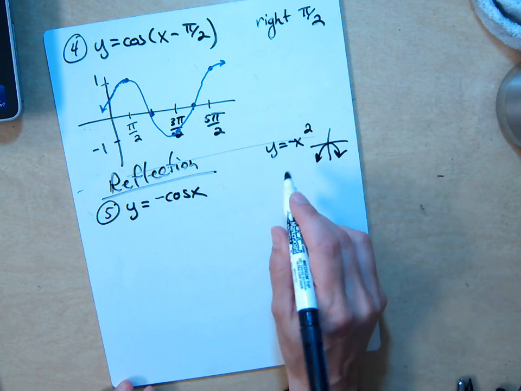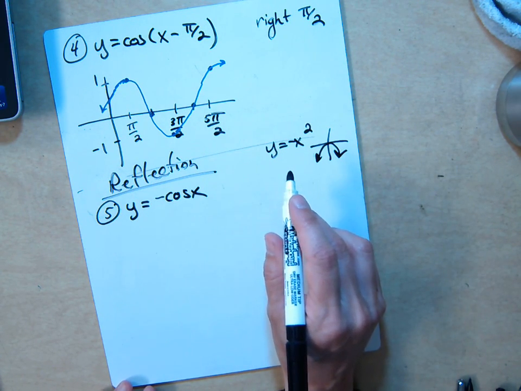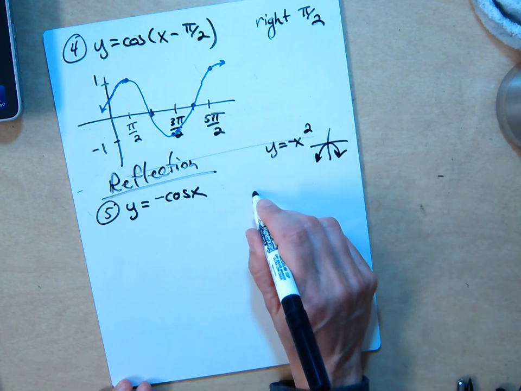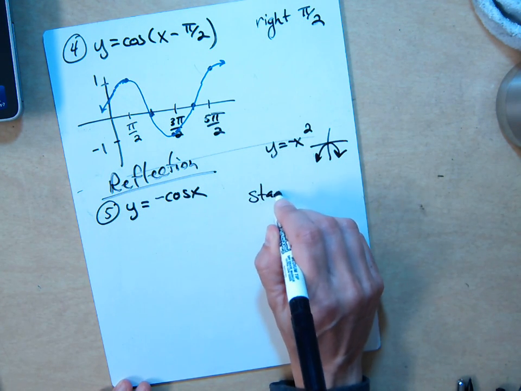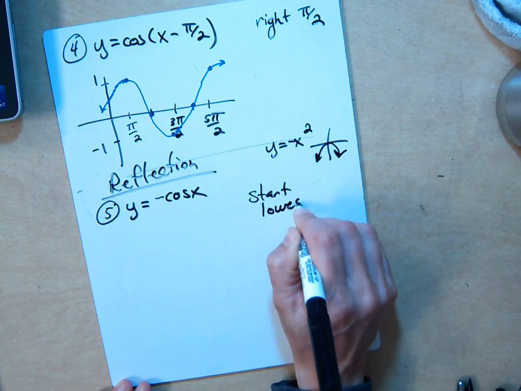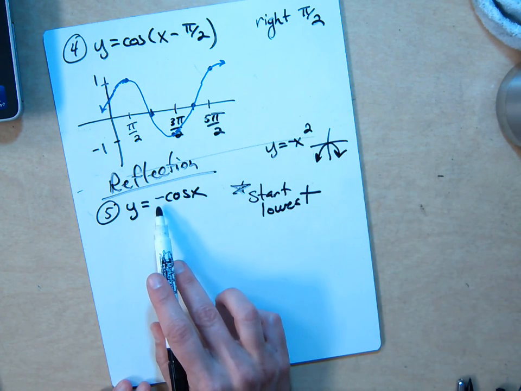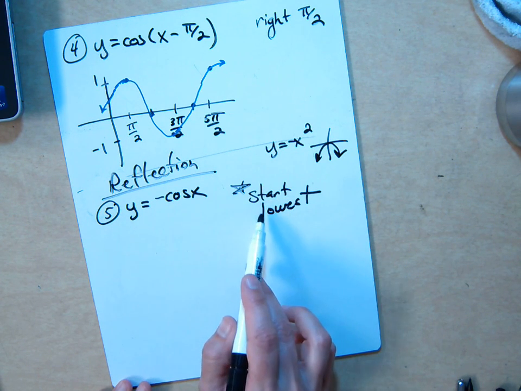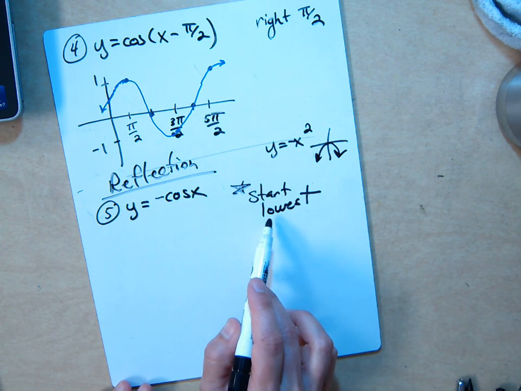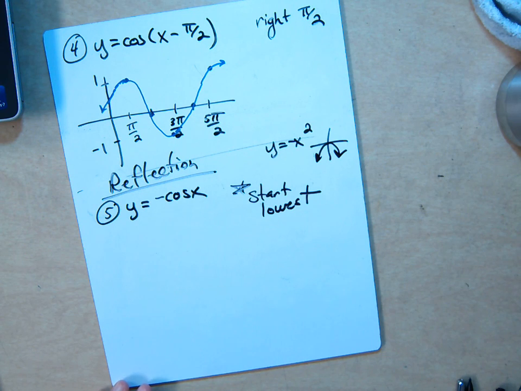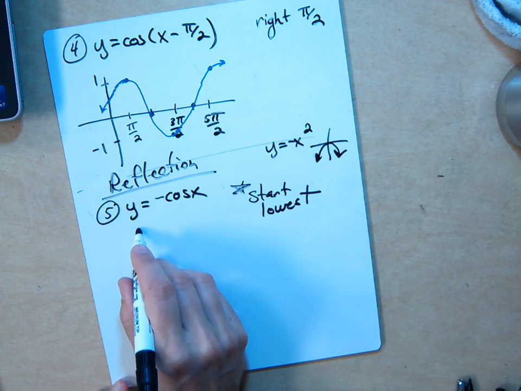So now, instead of starting, you're going to start at the lowest point. Normally cosine starts at the highest, that's the key. If you see a negative in front, you're going to start at the lowest with cosine instead of the highest. And we'll do one with sine as well.